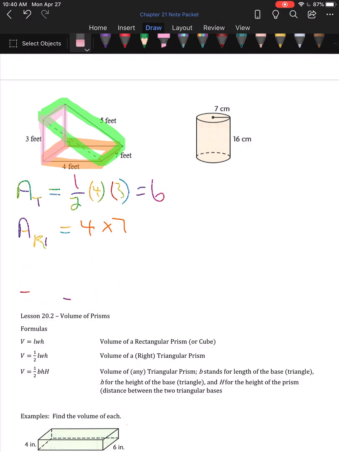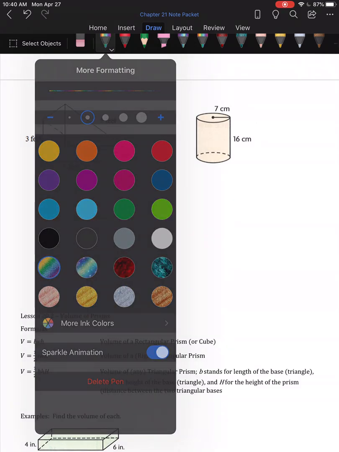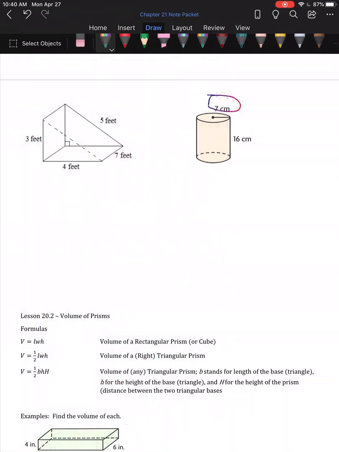Last shape you'll see for surface area is a cylinder. So, according to my cheat sheet, this is a process of 6 steps. Step 1, find the radius. Okay, there it is, it's 7. In this particular cylinder, we were given the radius. That won't always be the case. If you get a diameter, you need to divide that by 2.